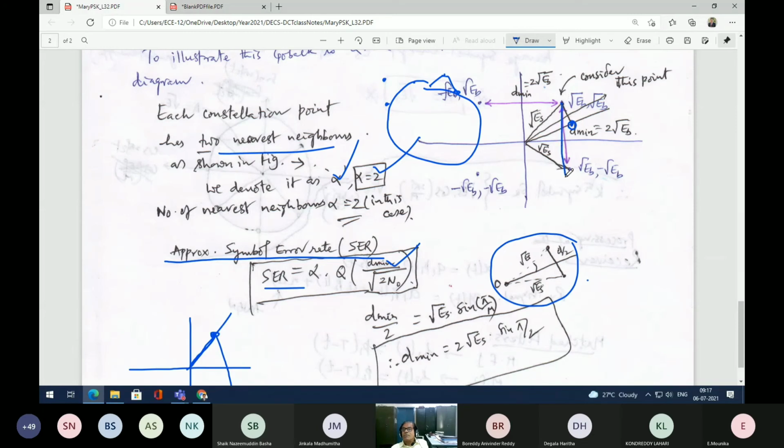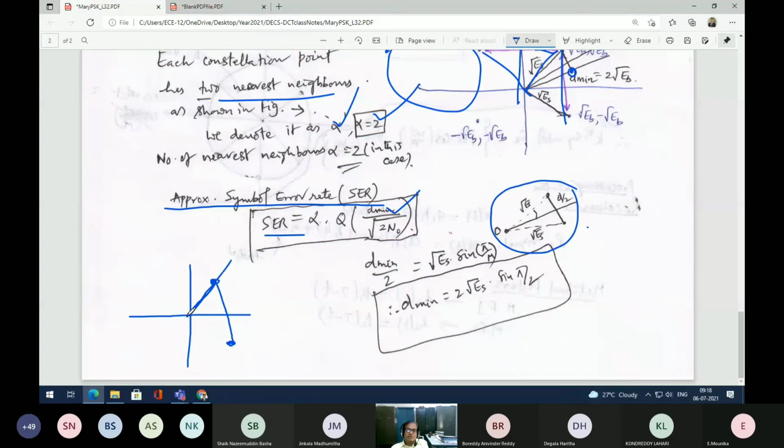See, this is your D minimum. If I bisect it, you will get D by 2 here. I want to measure this. This is going to be a right angle triangle. Suppose this is my one signaling point and this is my other signaling point. This is, let us say, at equal distance. So D by 2 will be obviously bisecting. If I bisect this, definitely it will pass through this. So D by 2 is this distance.